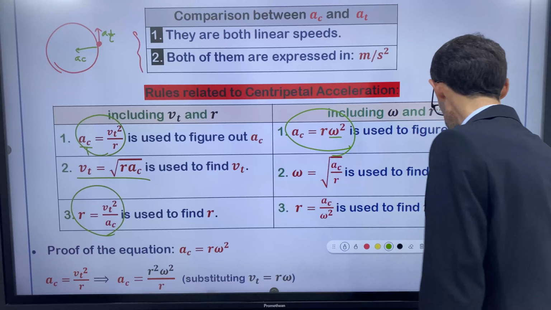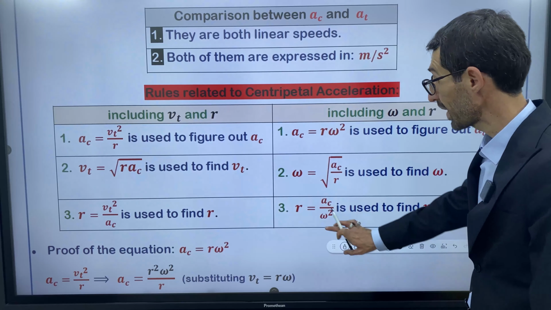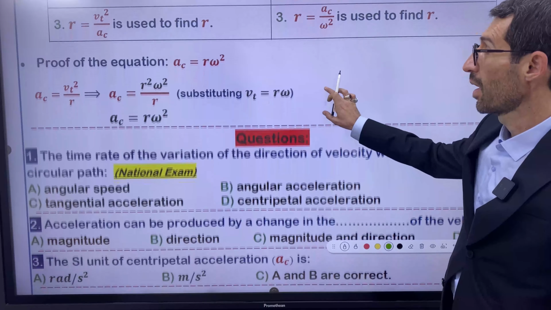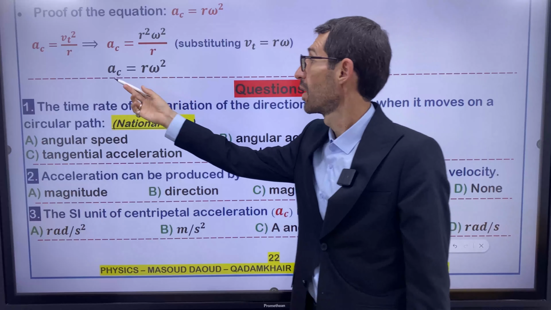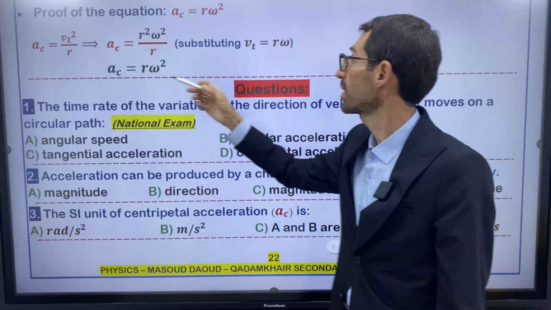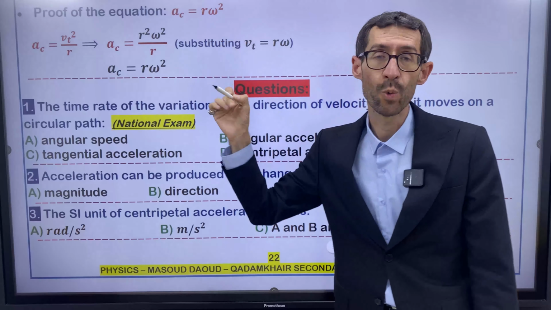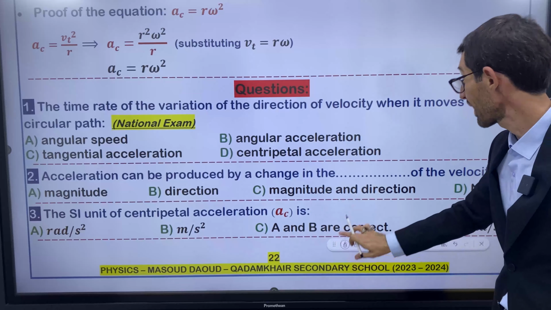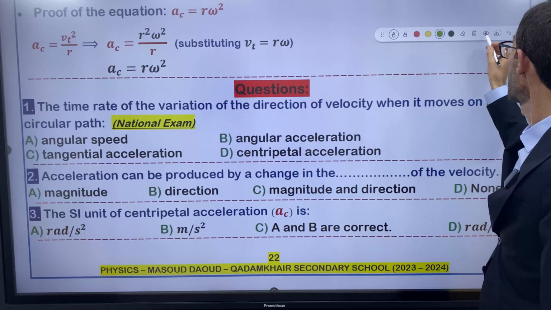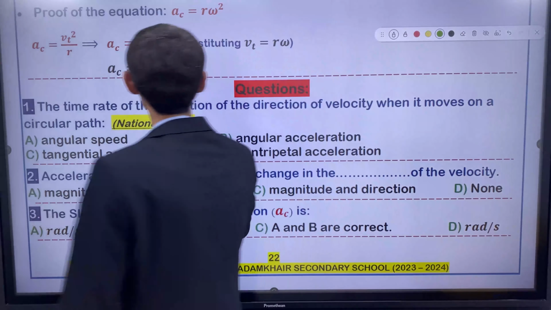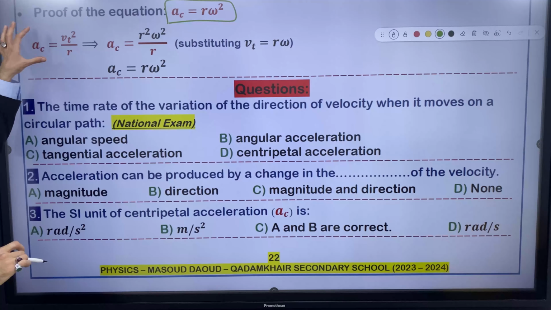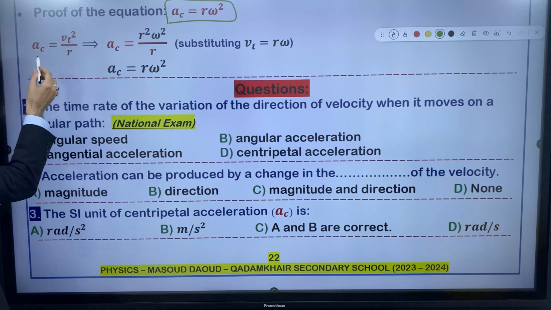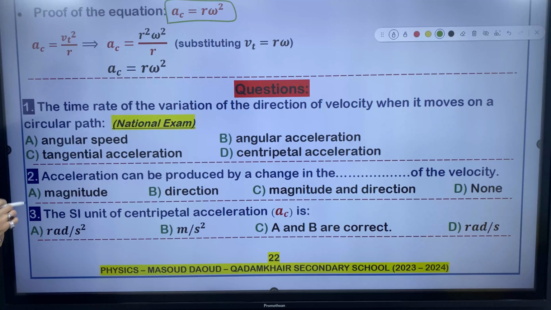And here, as I told you, I prepared the proof. Maybe you say, teacher, no problem, we can memorize this equation. This is the original form of AC, but where does R omega squared come from? All right, let me prove it for you. I'm going to prove this equation. Start with the main equation of AC: AC is equal to VT squared over R. This is the main equation of centripetal acceleration.